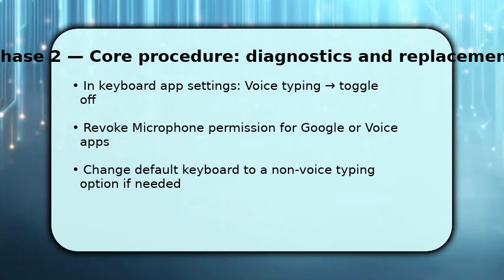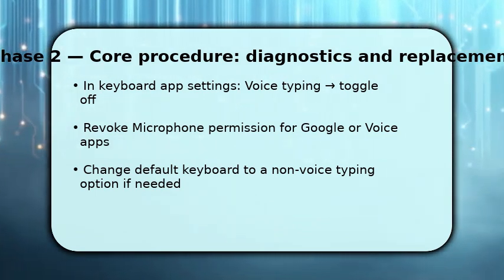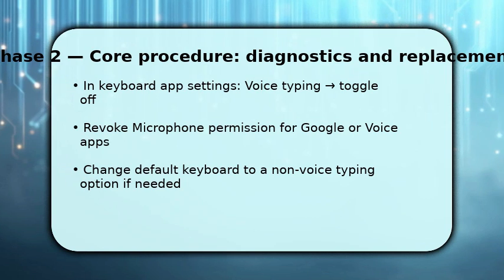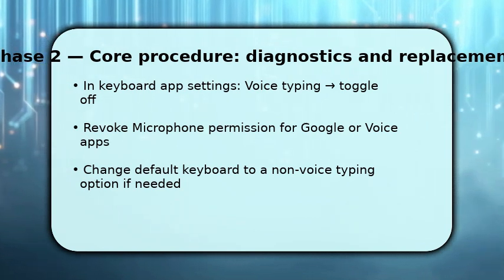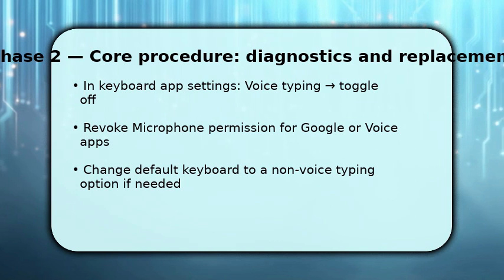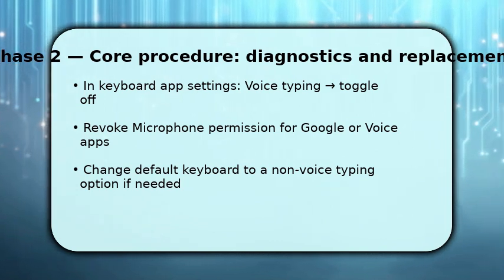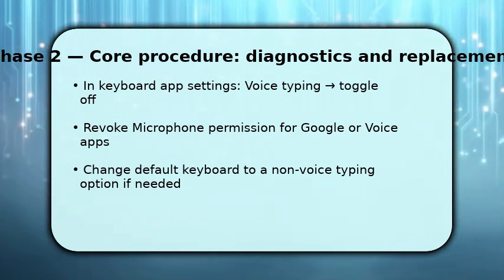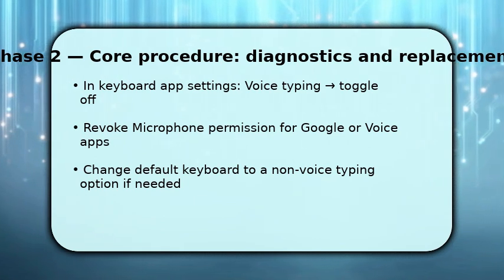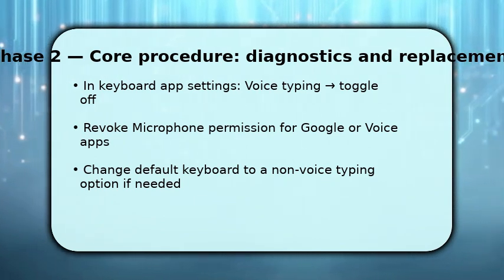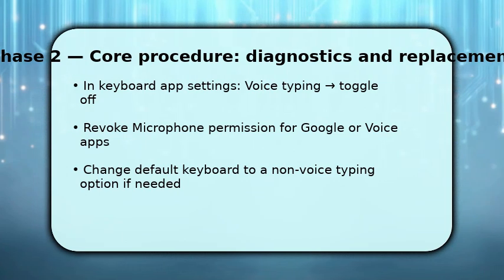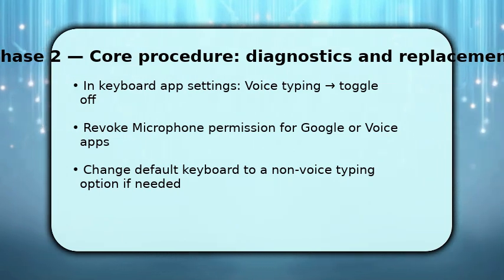Next, go to Apps, choose Google or Voice Access, and revoke microphone permission to prevent any background captures. Then, if the keyboard still shows voice icons, change the default keyboard to one that lacks voice features. You can install a lightweight keyboard. These steps remove active triggers and ensure voice input won't reappear after normal typing.